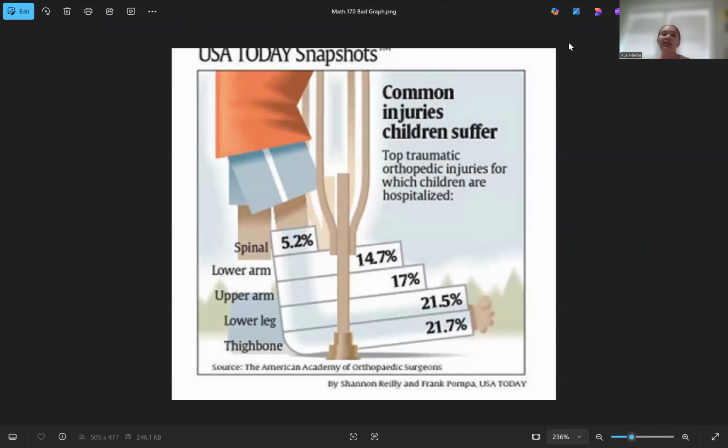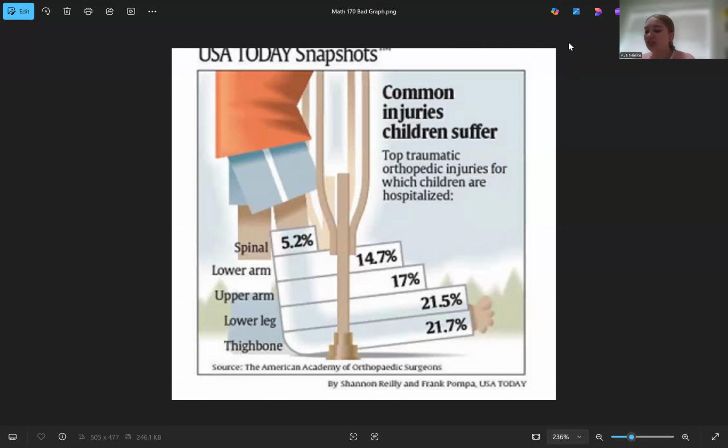And so you would think that 5.2% of children suffer a spinal injury, when really it's 5.2% of children who are hospitalized with orthopedic injuries. It's not 5.2% of children. It's like a subcategory that isn't clear from the title.